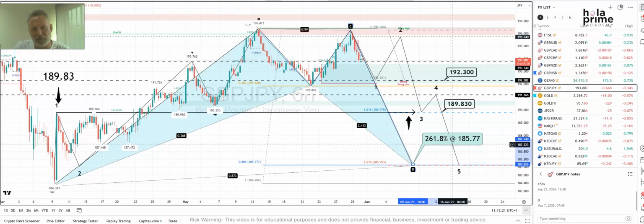I prefer to actually sell the CD leg. And the reason I like to sell the CD leg, as I previously said, is because it gives me an entry, it gives me a stop loss, break of formation, it gives me a target level, which is the 261.8% extension. We'll finish on gold.